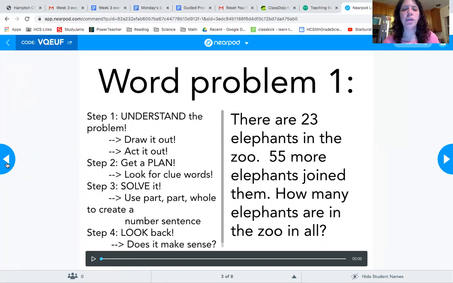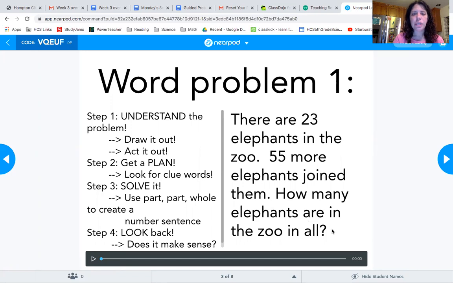So let's take a look. First, we need to understand the problem. What is it asking us to do? So the very first thing you want to do is see, is there a question mark? Normally the question is going to be the very last sentence. So here we have, how many elephants are in the zoo in all? Oh, so how many elephants are in all?